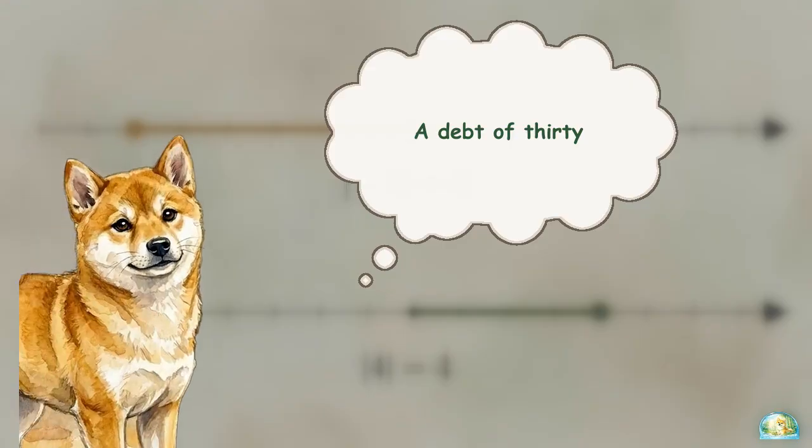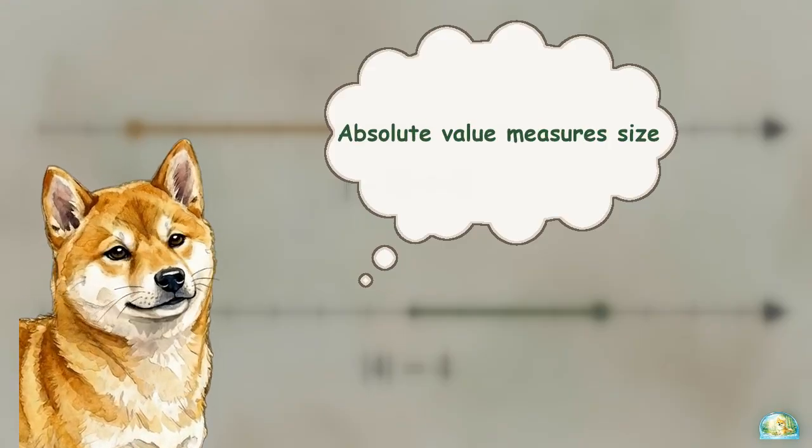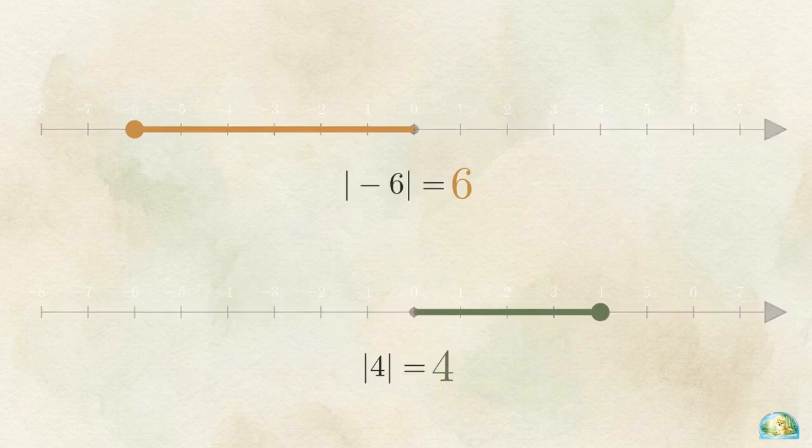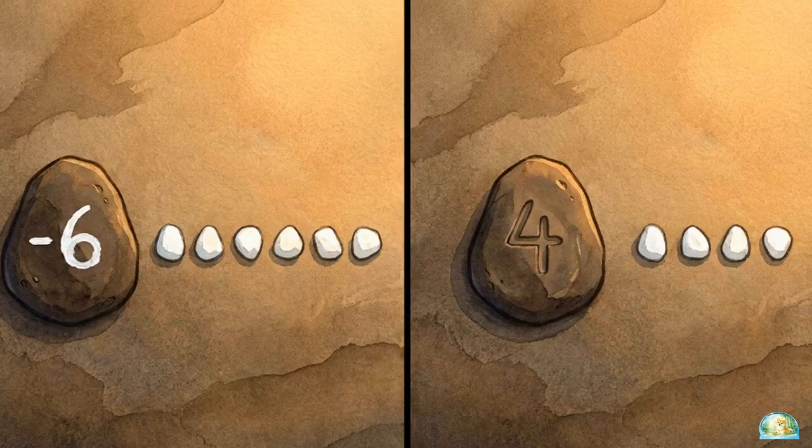A debt of 30. The size is 30. Absolute value measures size. Take a moment to look at the physical paths. Based on the isolated distances of 6 and 4, determine which hiker has traveled a longer distance from the marker. Since 6 units of distance is physically longer than 4 units, the hiker at -6 meters is actually farther away. This shows that a smaller coordinate can still have a larger magnitude.